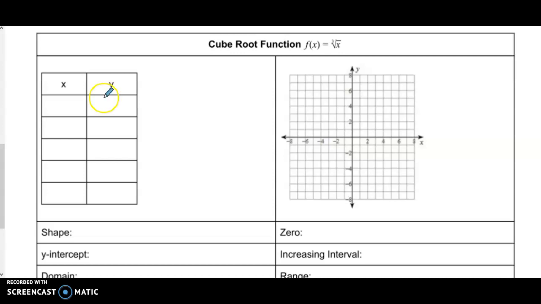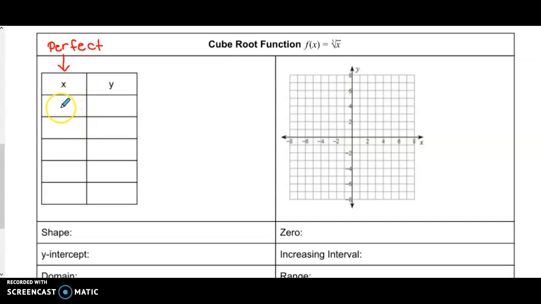Our next parent function is the cube root function. So the cube root is the inverse of the cubic. So when we do the cube root, we want perfect cubes for our x values. So we're actually going to flip the table of the cubic.